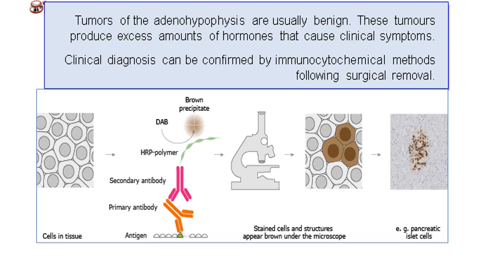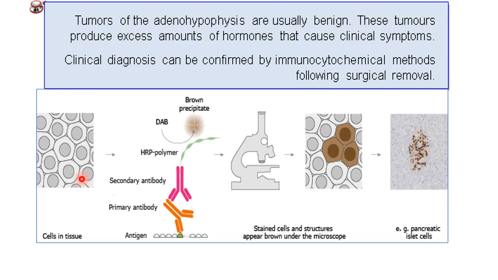Tumors of the adenohypophysis are usually benign. These tumors produce excess amounts of hormones that cause clinical symptoms. To diagnose these benign tumors, we should use immunohistochemical methods. What is the immunohistochemical method?